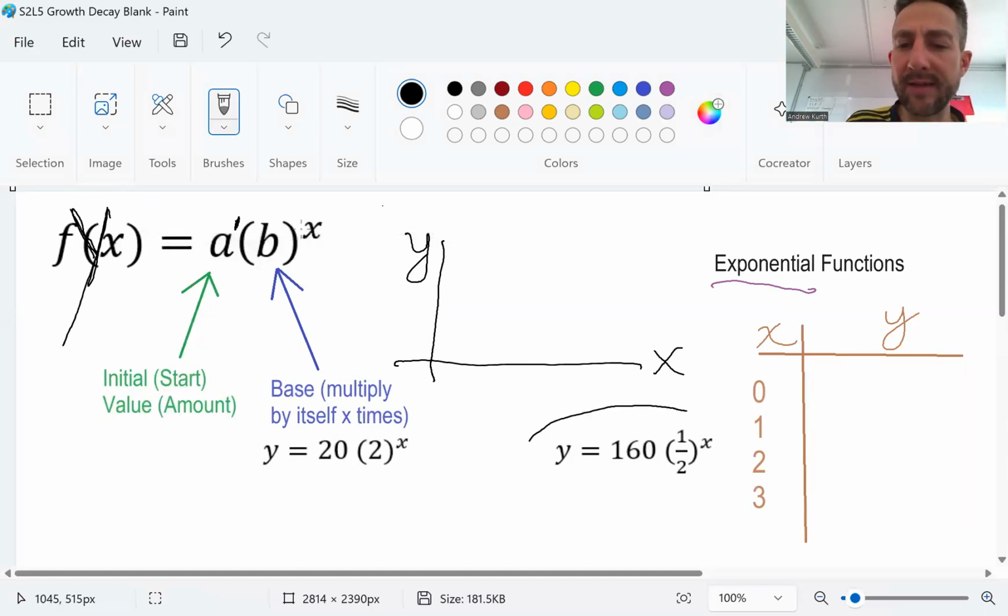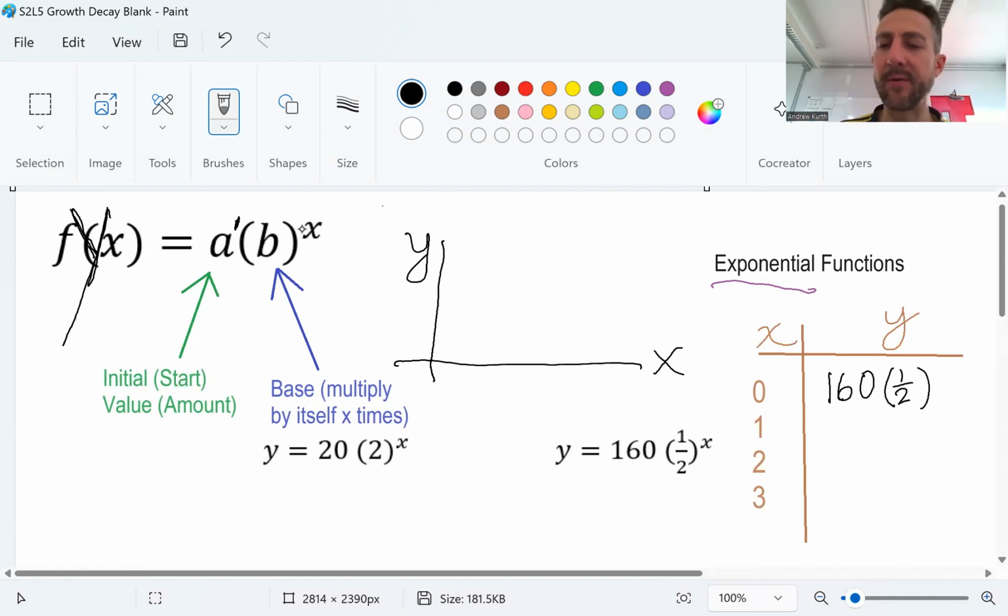Now, first I'm going to look at this function where we start with 160 and then multiply it times 1/2 raised to the x power. So right there for our first value, x is 0. So we're substituting 0 as an exponent. Now remember, anything to the 0 power is 1. So this number right here is just the number 1. So we'd have 160 times 1, which equals 160. So our first y value would be 160.